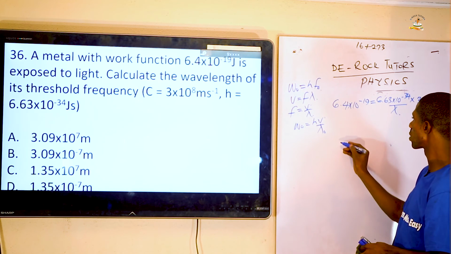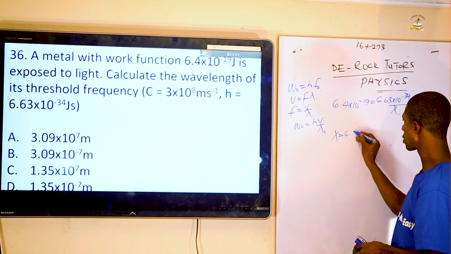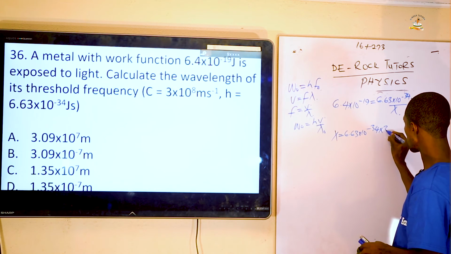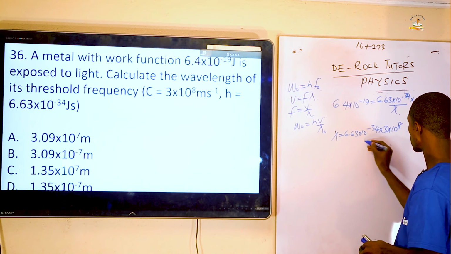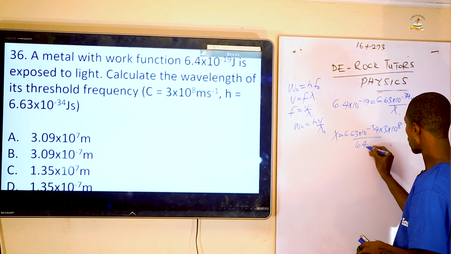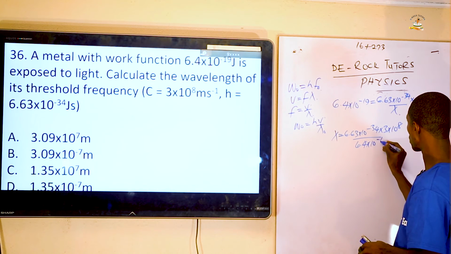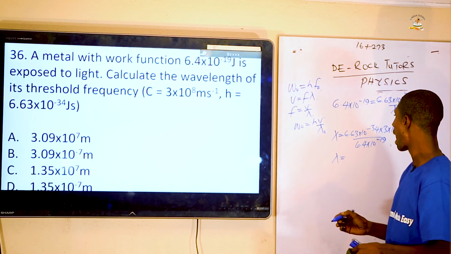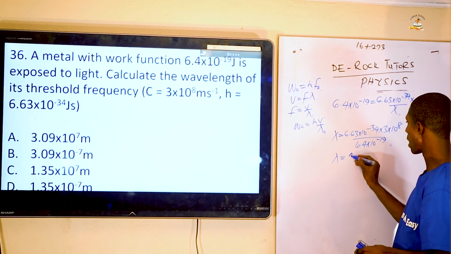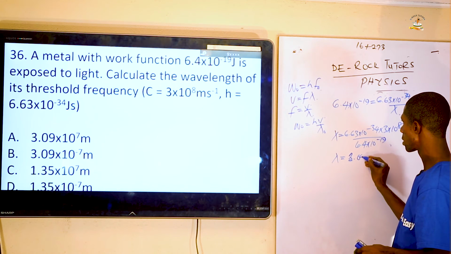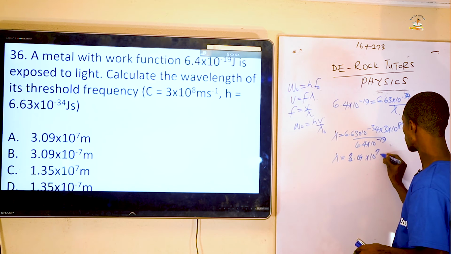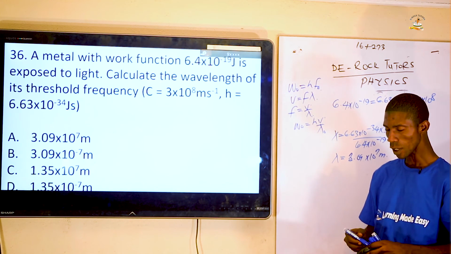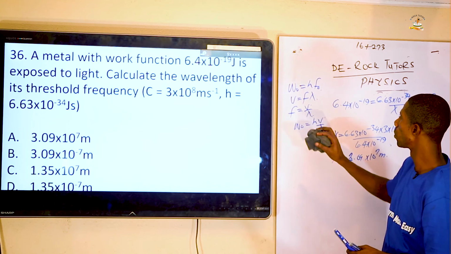So making wavelength the subject of the formula now, I have 6.63 multiplied by 10 raised to the power minus 34 multiplied by 3 multiplied by 10 raised to the power 8 over 6.4 multiplied by 10 raised to the power minus 19. So multiplying the numerator and dividing by the denominator, we arrive at 3.09 multiplied by 10 raised to the power 7 meters, which is option A. So the answer is option A.